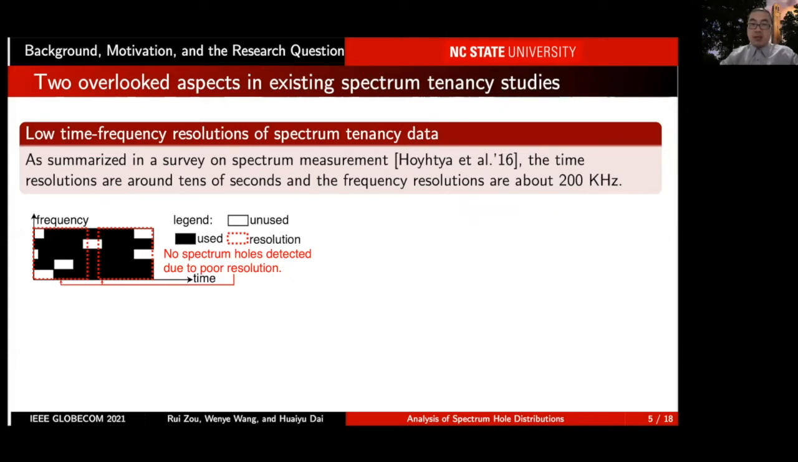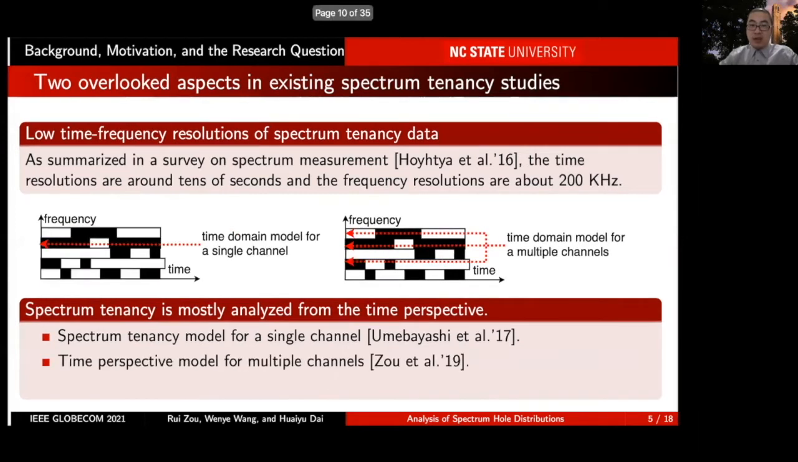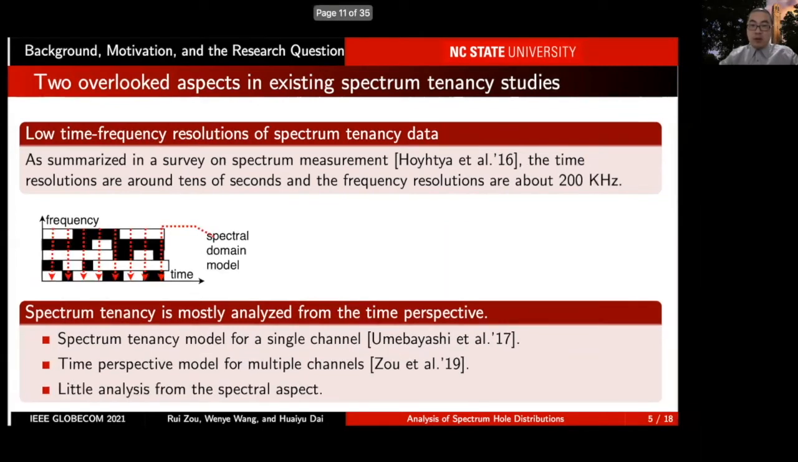As shown in the figure, if the resolution is too low, we will have wrong spectrum usage, which inevitably leads to wrong spectrum tenancy analysis. Another issue is that existing spectrum tenancy analysis examines the spectrum usage from the time domain. There are time domain models for a single channel, like this work, and there are time domain studies on multiple channels as well. However, little analysis has been conducted from the frequency perspective.